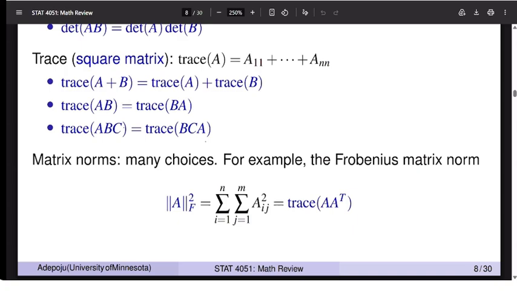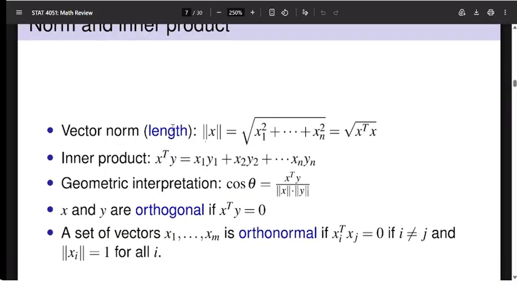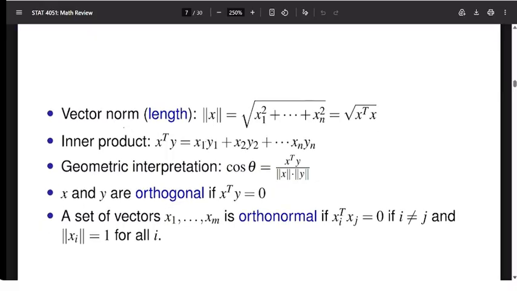Let me go back before talking about matrix norm. Let me have a recap on vector norm. Can you see the vector norm? The vector norm is different from the matrix norm. So this is the vector norm. Take a look at that. Now let's go to matrix norm.